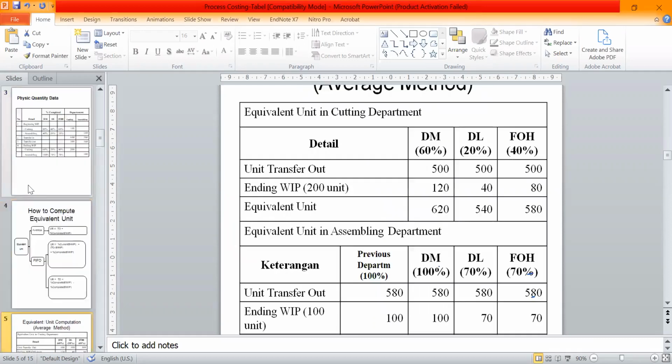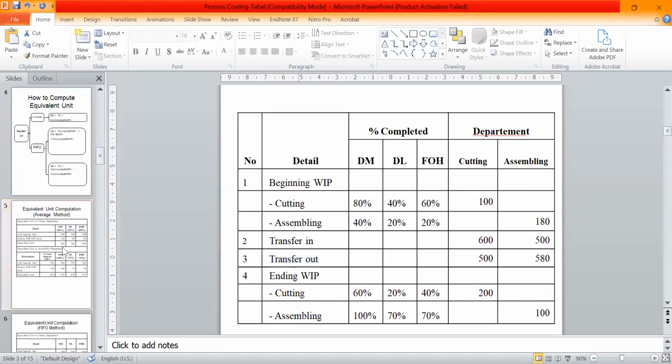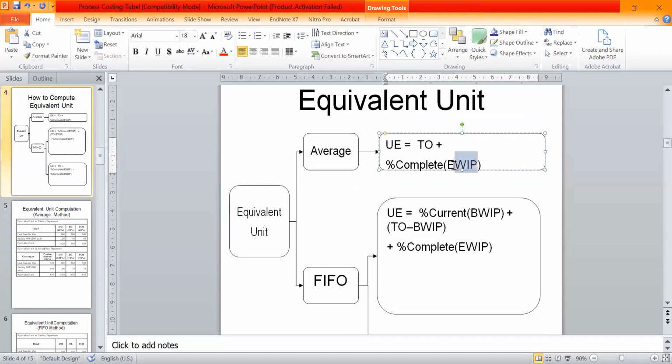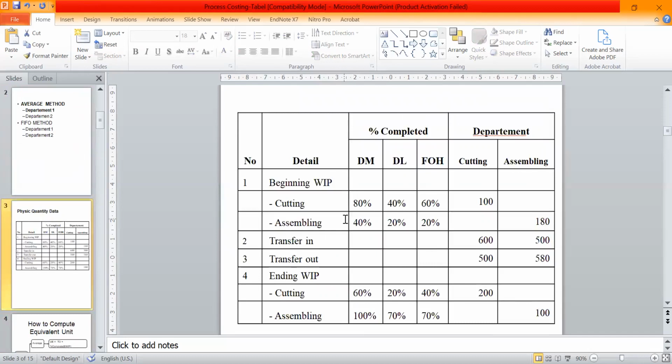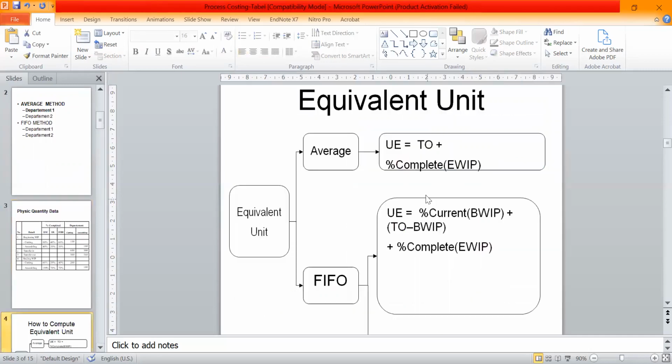This one, the transfer out unit. Of course, the case problem will tell us about how many units will be transferred to the next department. And this one refers to the ending work in process. The data will also tell us that number. That is the formula to compute the equivalent unit if we are using the average method: transfer out plus the percentage of completion of the ending work in process.